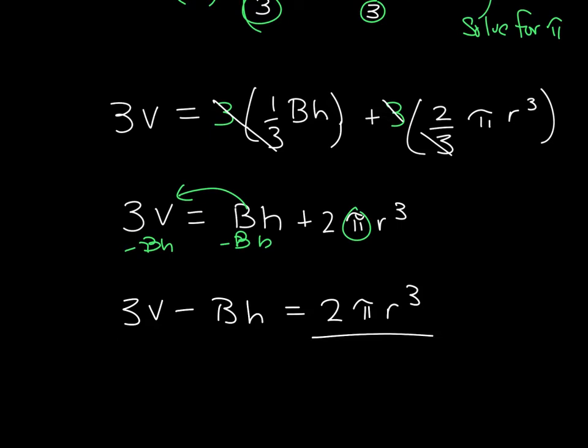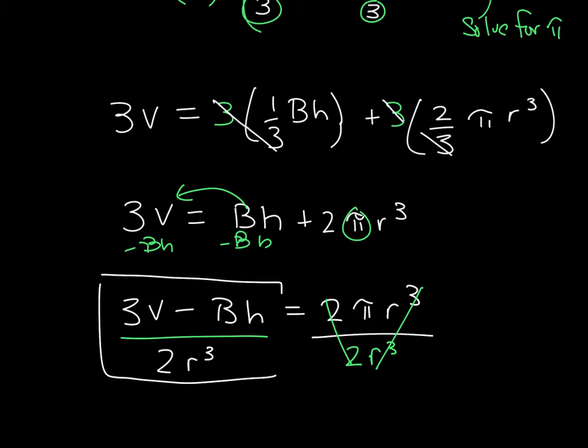And I know this looks a little strange, but you still want to just divide by 2r to the third. Anything that is not pi, that will become 1. Make sure you do that on both sides. And this will be your final answer for that.